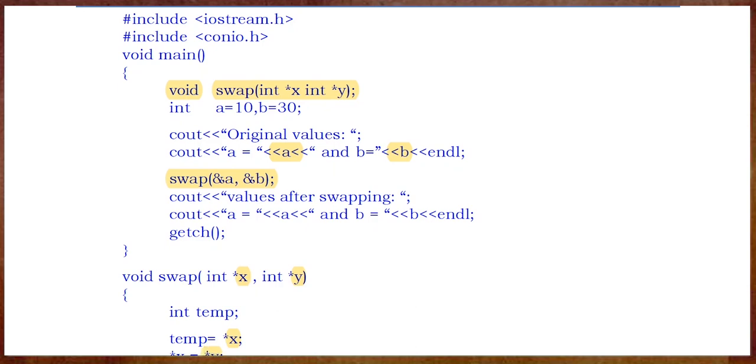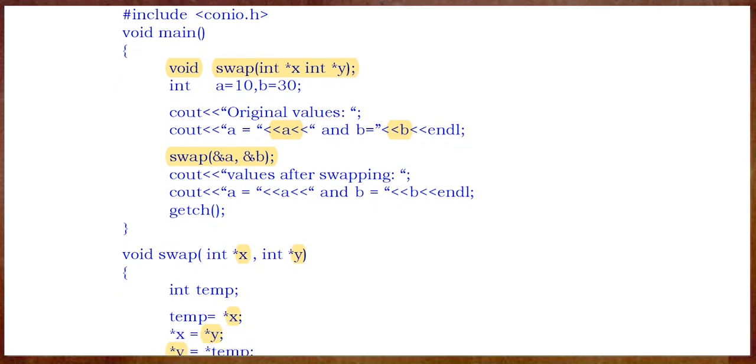So now you can see these two are interchanged. Again in temp we are interchanging. So it's similar. Now you can understand that using pointers, the values are interchanged. You can see here the original values are A is 10 and B is 30, and after the swapping, A is 30 and B is 10. You can see here they are interchanged.